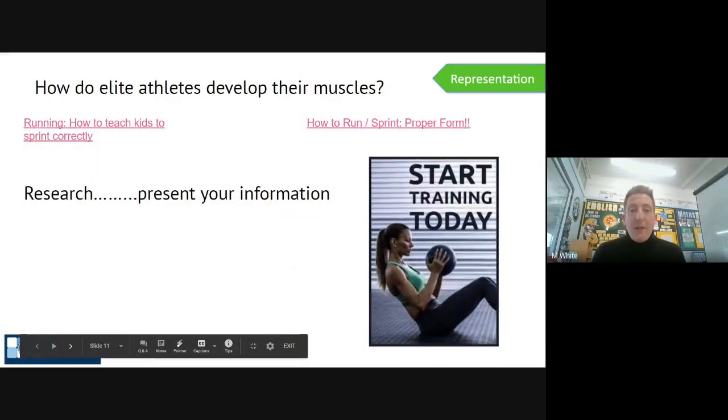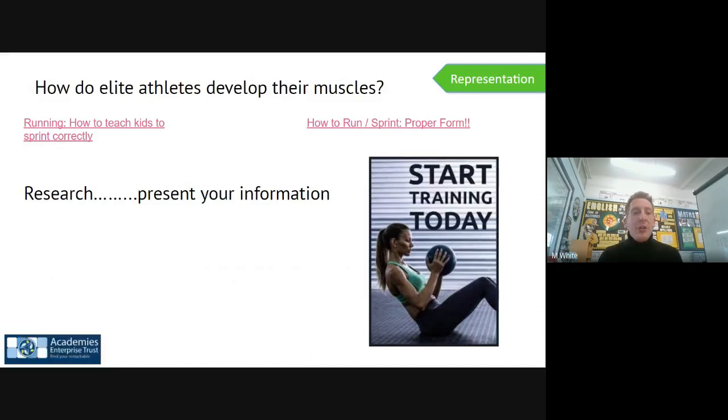So if that is important, how do elite athletes, that's athletes that compete professionally, develop their muscles? Okay. And what I'd like you to do is research that question, and you could produce a poster or an information leaflet just to tell me how you can train your muscles to be a better runner. And again, there are some links, which are these ones in pink here, that can be clicked on, and they will be attached, obviously, to the timetable as well.